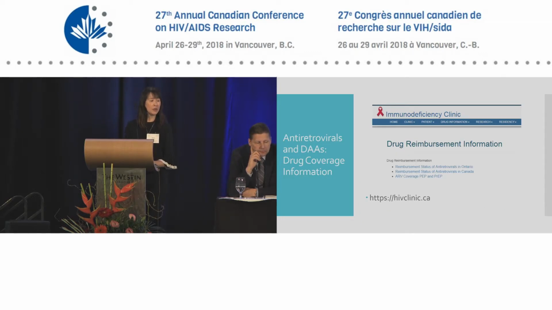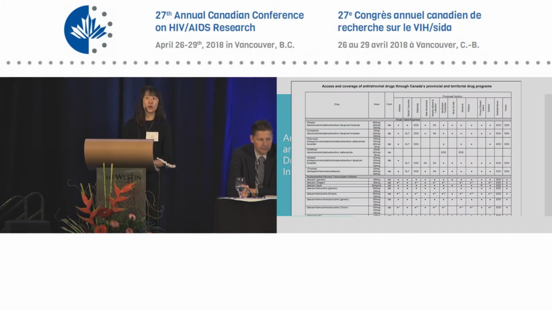Now, where to find out about how different antiretrovirals and DAA drugs are covered throughout Canada, I'll direct you to two resources. One is our immunodeficiency clinic website, which houses a number of documents, including information on drug reimbursement. On the middle bullet point here under drug reimbursement, there's a fantastic chart put together by a number of colleagues across Canada, which will tell you exactly for all the different antiretrovirals how they're covered in each province.